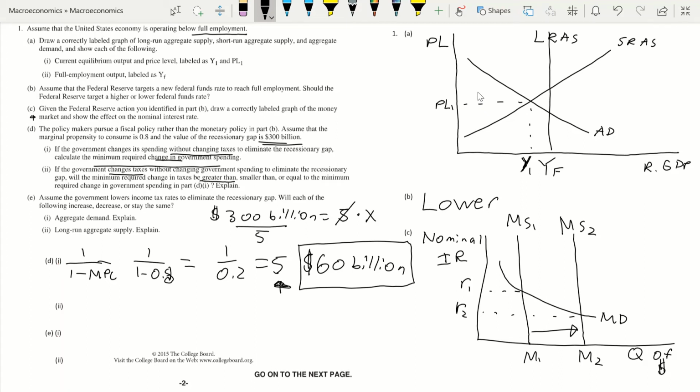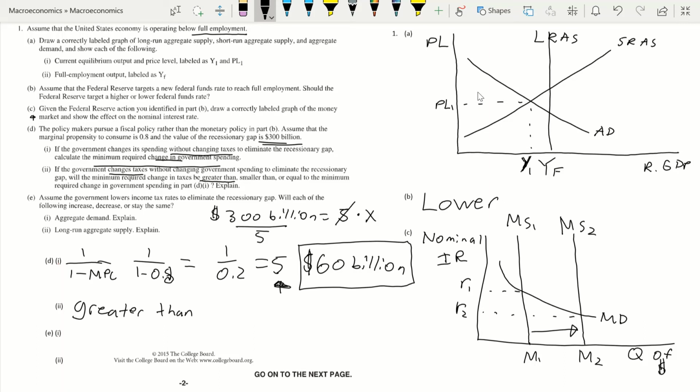Now, if we did 300 billion over 4, that's $75 billion that the government has to change. So we know that it has to be greater, and we can go ahead and put greater than. In the explanation, I'm not going to write it all out because it's going to take a long time, but I'll give it to you verbally. The required change in taxes will be greater than the required change in government spending calculated in part D1 because the tax multiplier is 1 less than the government spending multiplier. And that's all you would need to say for part 2 of part D.